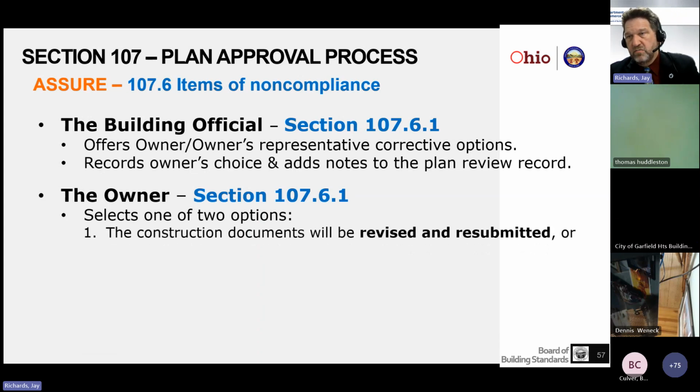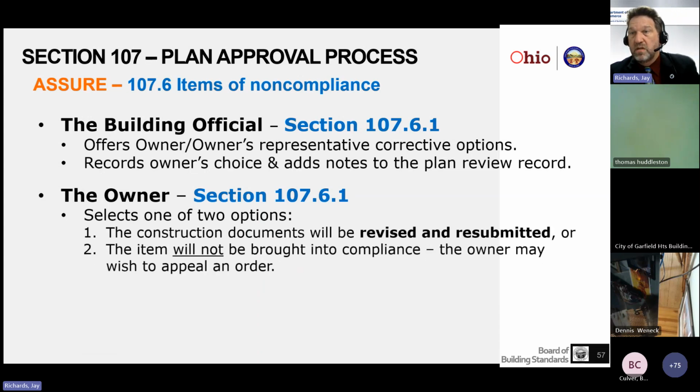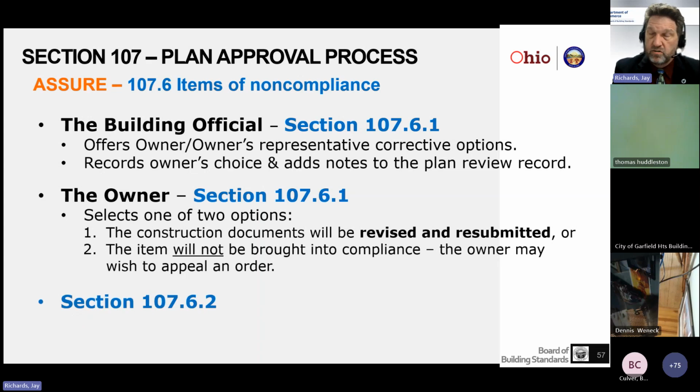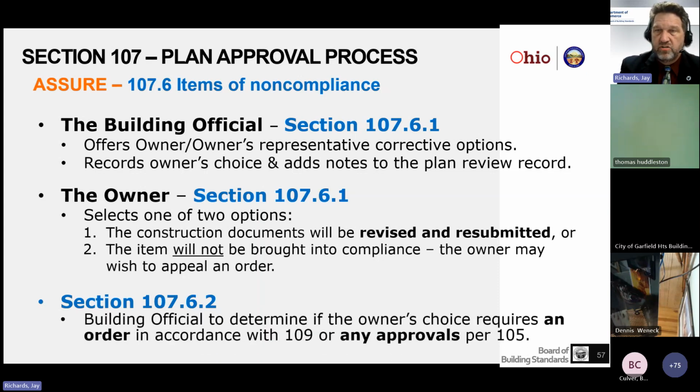They can revise and resubmit the drawings to show that conditions will be constructed in a compliant fashion, or that they will not be brought into compliance, primarily because the owner may wish to appeal an order, which is their right. And if that's the case, the building official should be looking into just issuing that adjudication order so that the owner can appeal that.